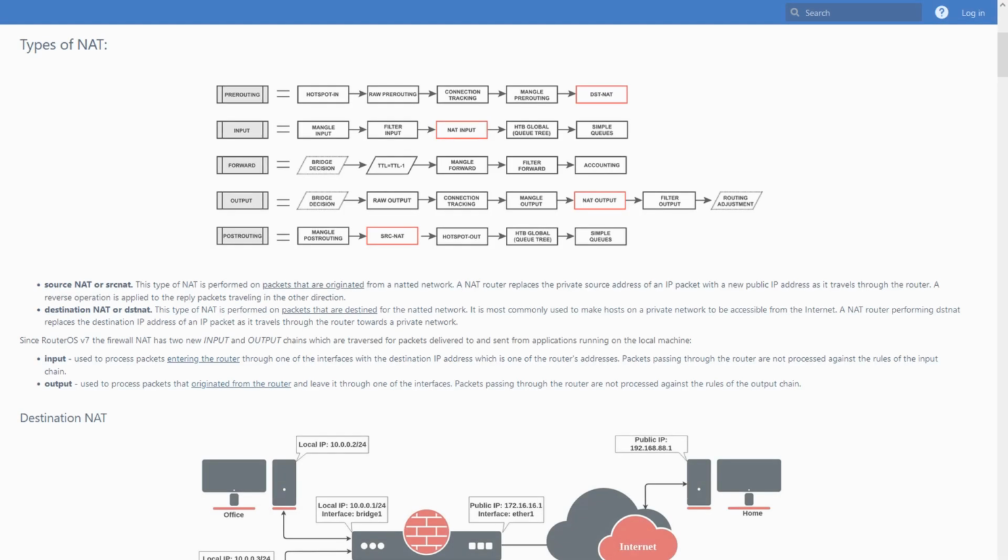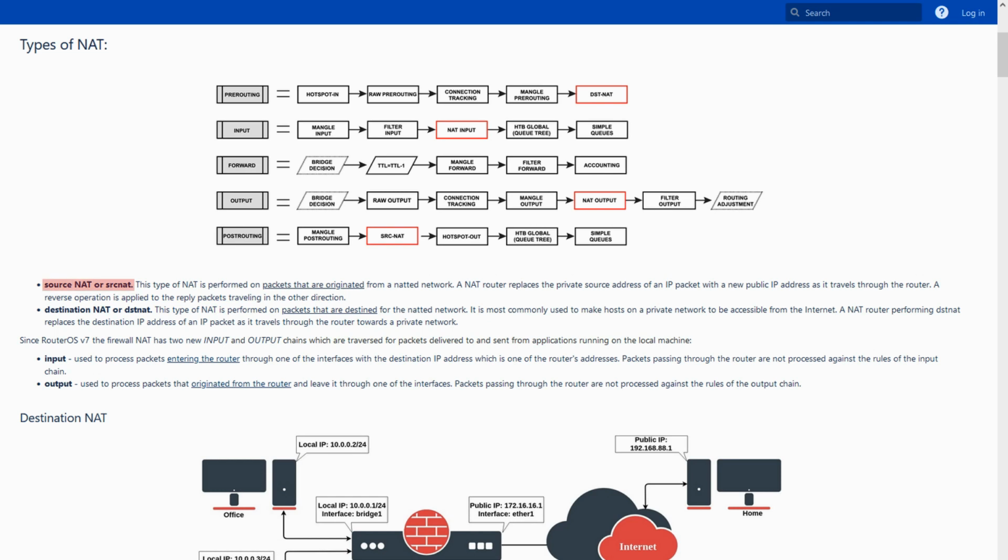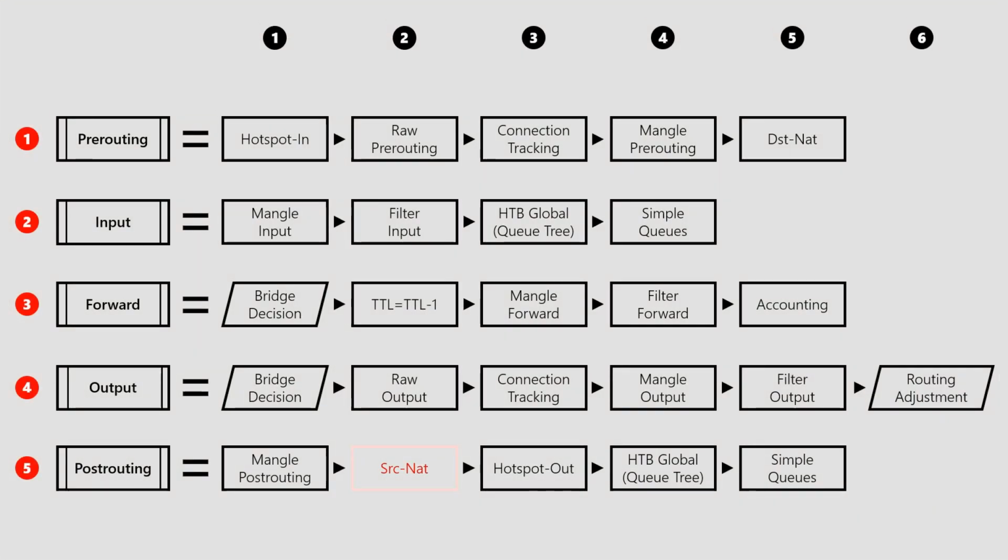In RouterOS, we have two types of NAT. First, there is source NAT that is performed on packets originating from a NATed network. In this situation, the private source address of a packet is replaced with a new public address. For reply packets coming from the opposite direction, a reverse operation is applied. In the routing flow, source NAT can be found in the post-routing stage.